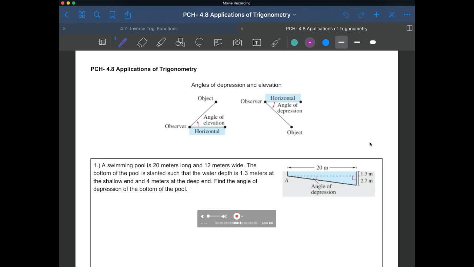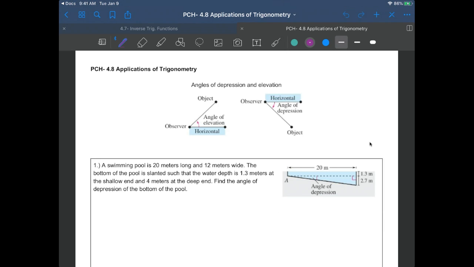All right, so we're going to look at some applications of trig. Just to let you know, an angle of elevation is when, if you're the observer here, you look up from where you're standing. And an angle of depression is down, so it's when you look down from where you're standing. Okay.